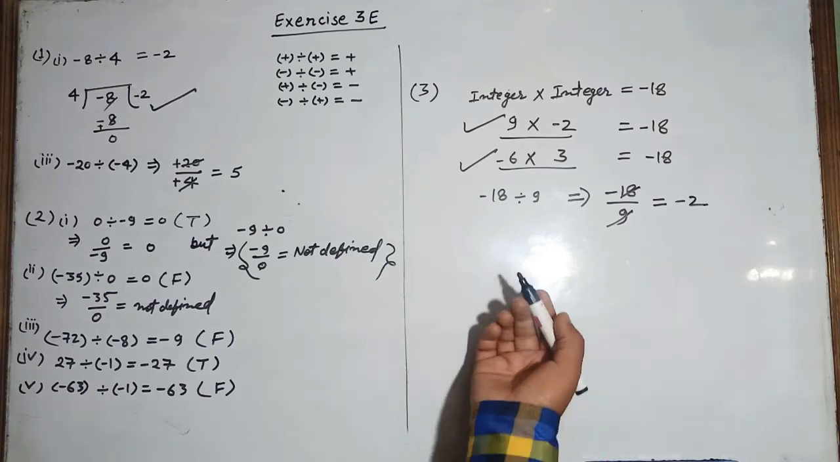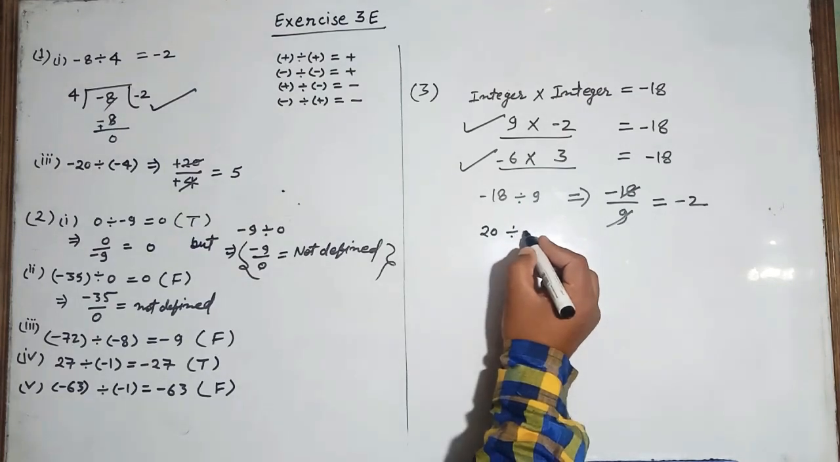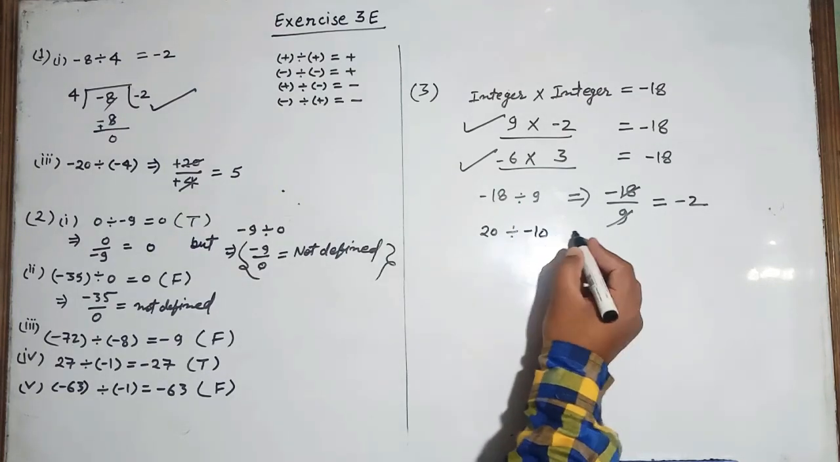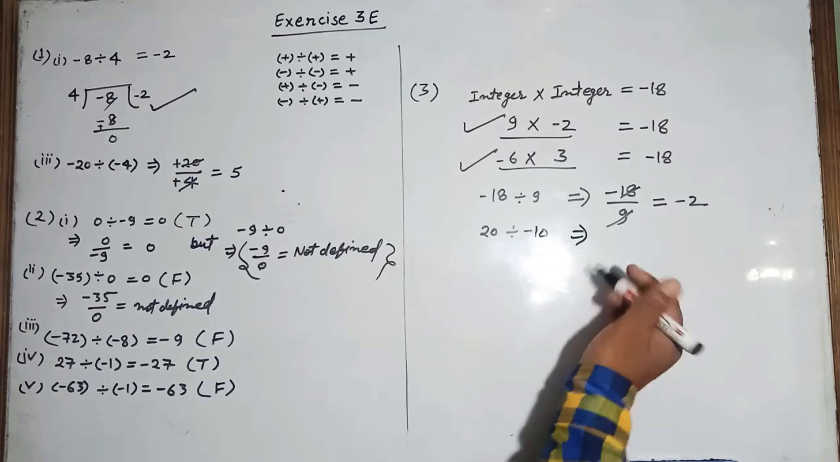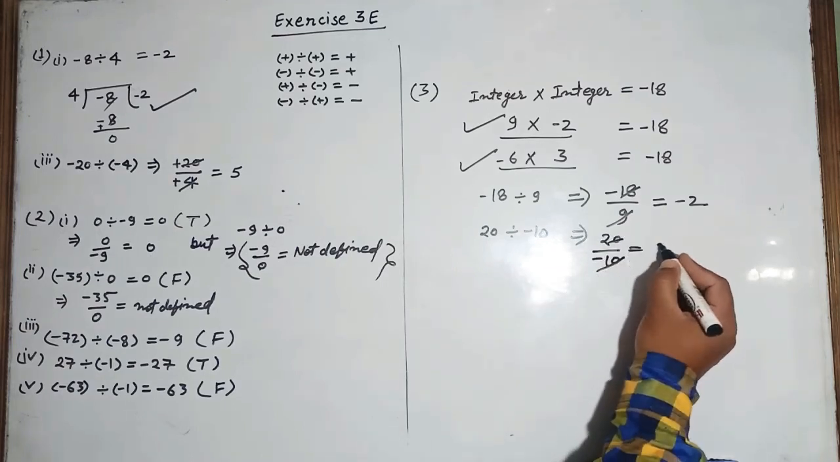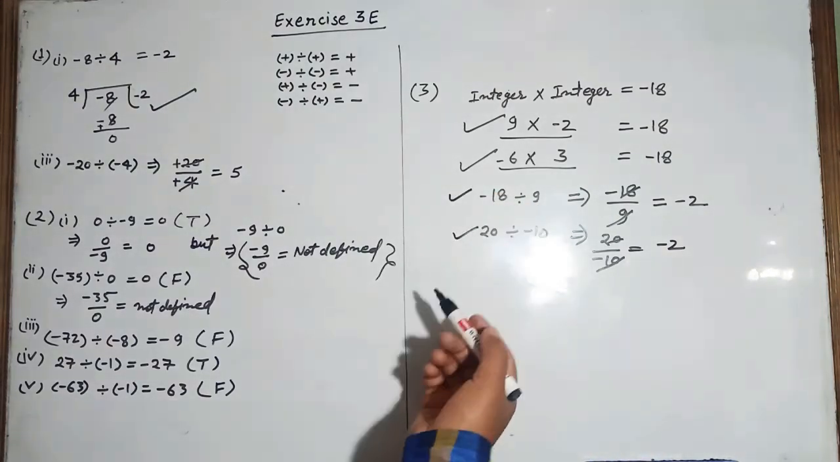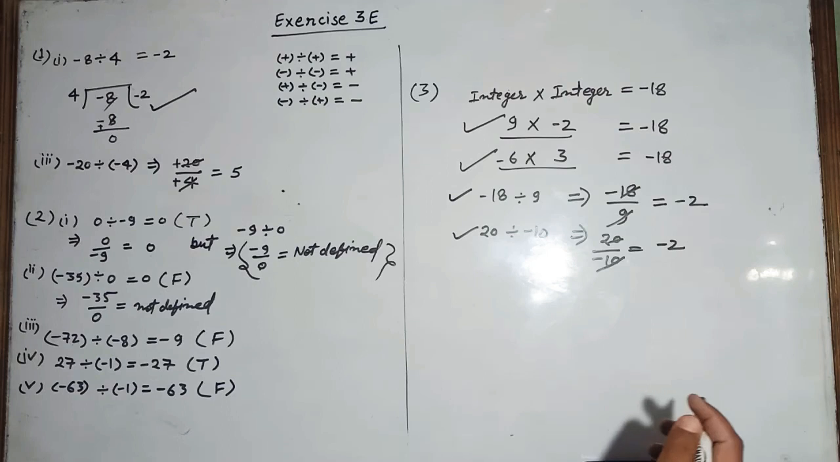Another case can be minus 20 divided by minus 10. This also can be your answer, because 20 upon 10, 10 twos are 20, so minus 2 will be your answer. This also you can write; like this you can solve this one.